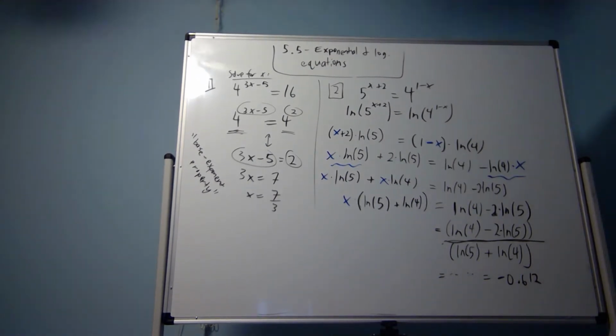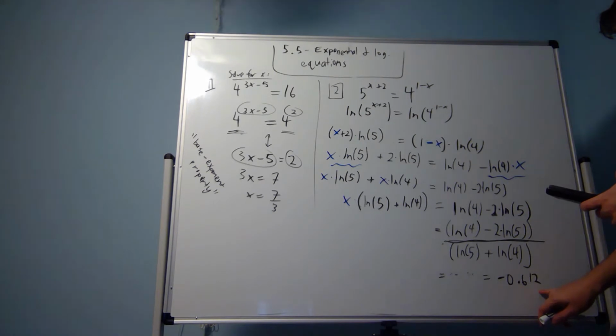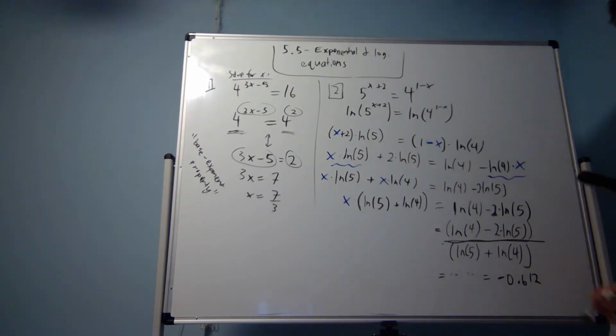So let me see if that's what I get. So you open a big parentheses. You need to do ln of 4, and then subtract twice ln of 5. And then you divide that whole thing by ln of 5 plus ln of 4. This had better be that. Yes, I'm getting exactly that. So I'm getting 0.61173 something or other, and so to the nearest 1,000th, you get exactly this.